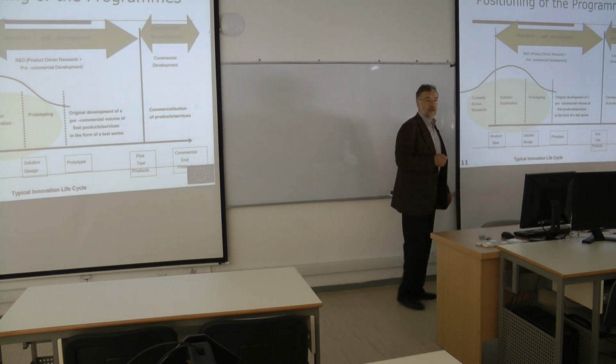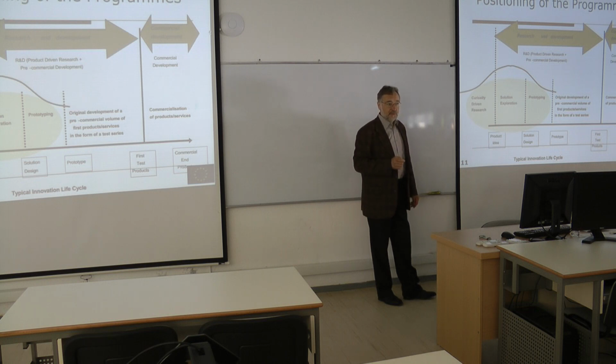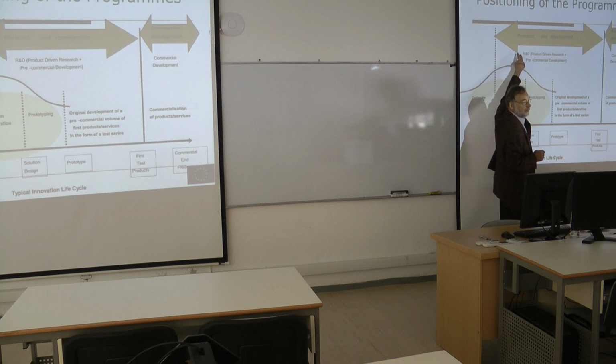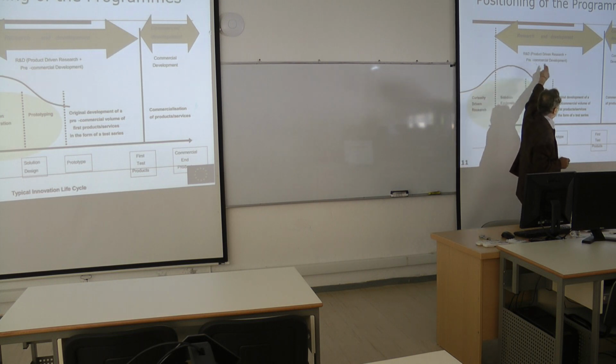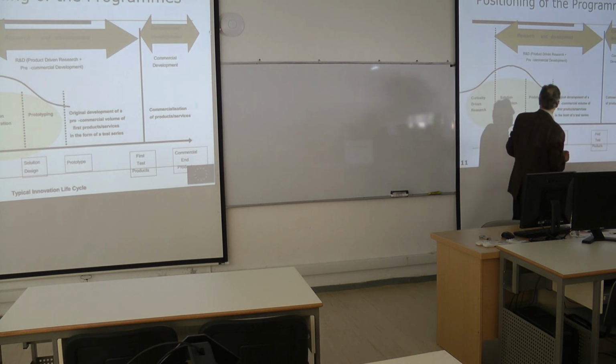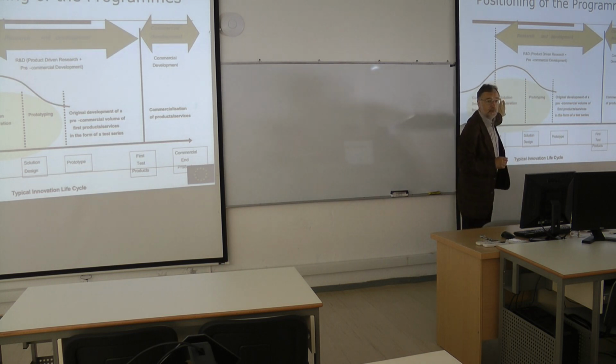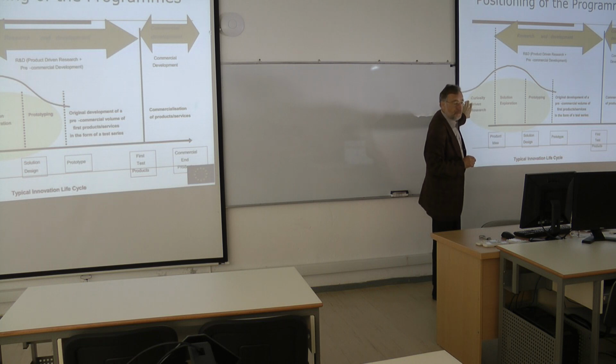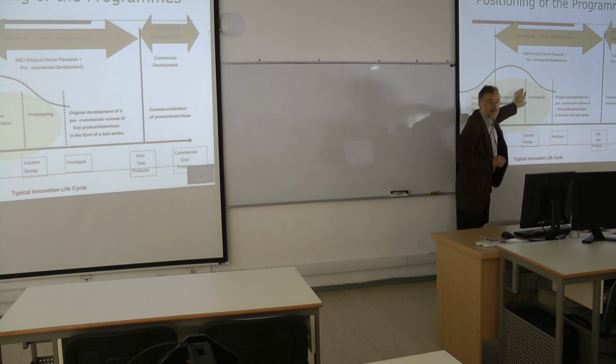Now where are the research programs of the European Commission situated? You see at the top, research and development and commercial development. And you see this big yellow block here. This means when we speak about FP7, for example, this is something which is situated here.